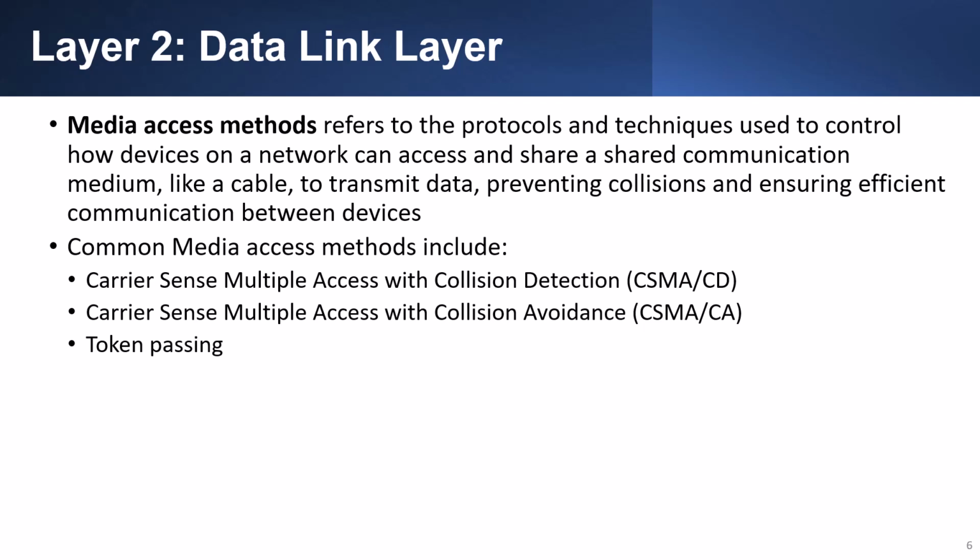Media access methods refer to the protocols and techniques used to control how devices on a network can access and share a communications medium, like a cable, to transmit data, preventing collisions and ensuring efficient communications between devices. Common media access methods include carrier sense multiple access with collision detection, carrier sense multiple access with collision avoidance, and token passing.